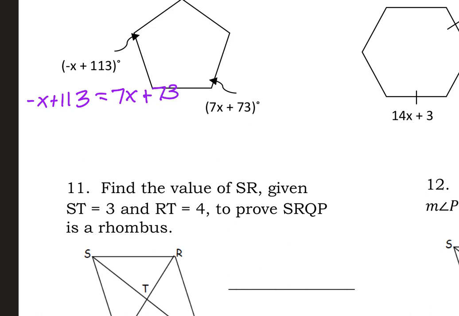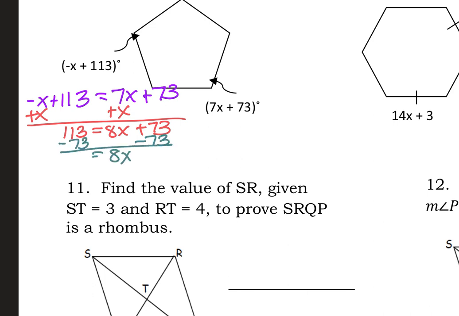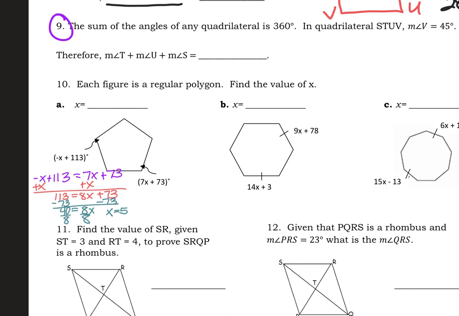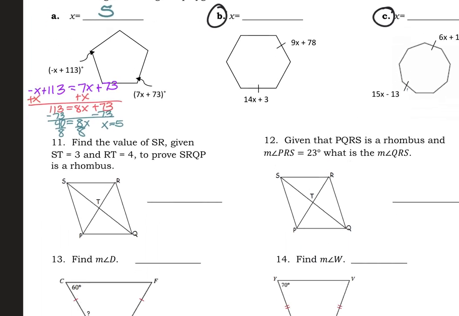All right, I'm going to add my small x over. So it's a negative, so I'm going to do a positive. I'm going to add it over. 113 equals 8x plus 73. All right, we'll subtract 73 from both sides. And 8x is going to equal 140. So then we'll divide both sides by 8, and we get that x is equal to 5. All right, so this one will be 5. All right, just like this one, you'll set these equal to each other, and then just solve for x.